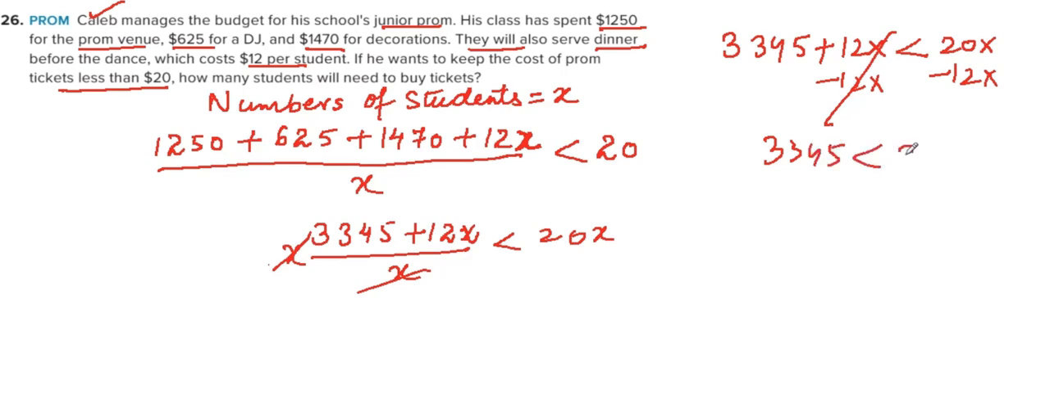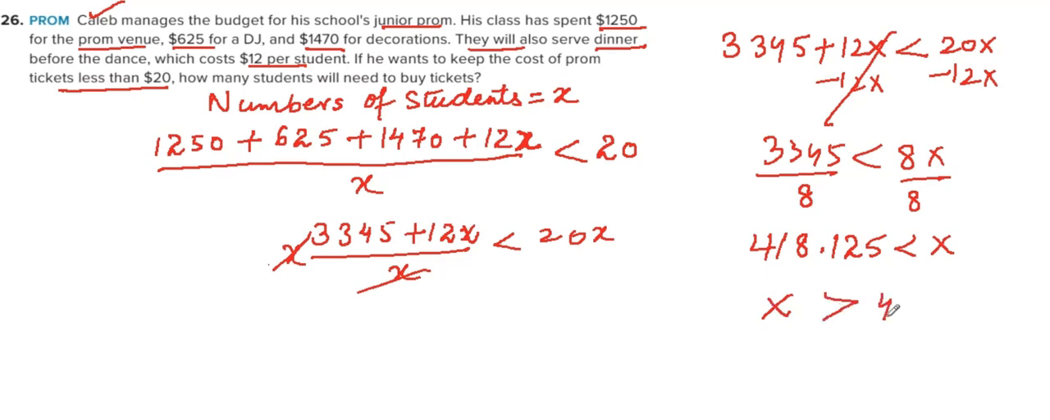3345 is less than or equal to 8x. Divide both sides by 8. So we are going to divide by 8, and this will give me 418.125. That's it. This is your lesson. So that's it: the number of students x is greater than 418.125. So that means how many students need to buy tickets.